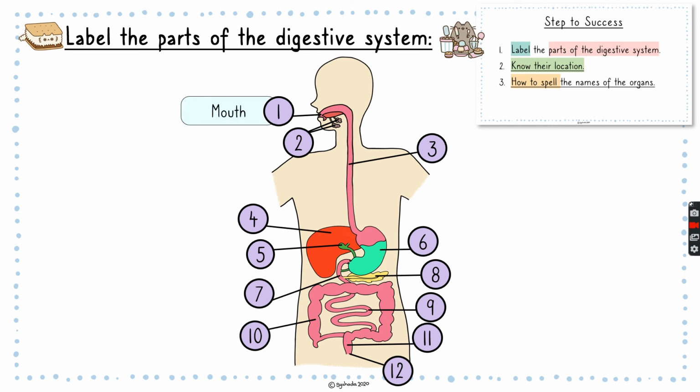So number 1 there, that is the mouth. Number 2 is the salivary glands.